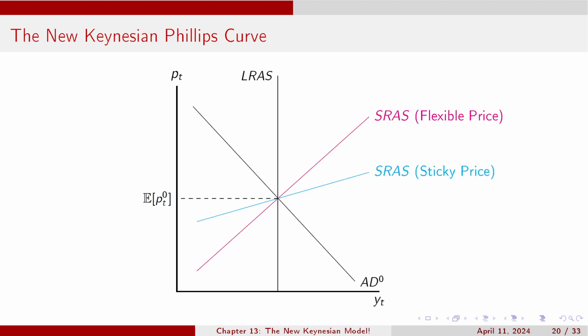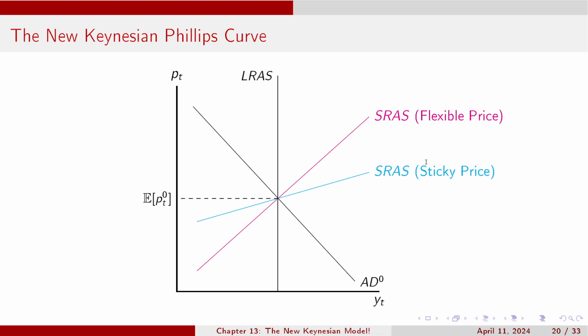The LRAS, that's the long-run aggregate supply. That is the aggregate supply from the real business cycle model. The New Keynesian model gives us a short-run aggregate supply, and I've got two examples of short-run aggregate supply here. I have a flexible price and I have a sticky price. The steeper the short-run aggregate supply curve gets, the more flexible the prices are. The flatter the short-run aggregate supply gets, the stickier prices are.